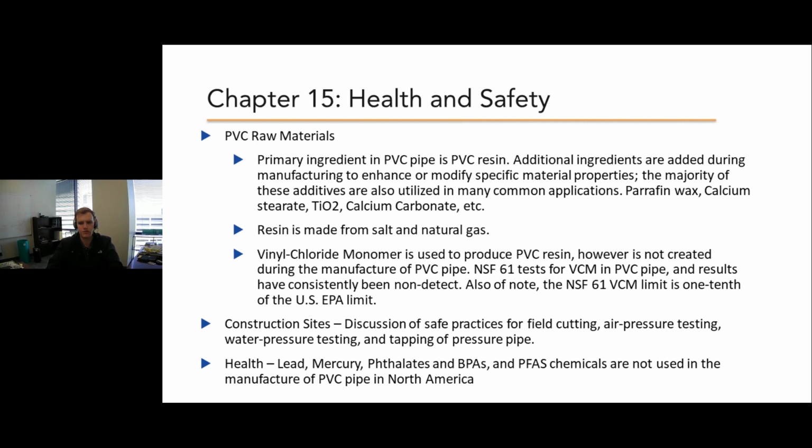Health and safety, this is a new chapter. This gets into PVC raw materials, the ingredients in PVC. The primary ingredient in PVC is PVC resin. There are additional ingredients added during the manufacture to either enhance or modify specific properties. The majority of these additives are also utilized in many common applications, even household products. So some common ones are paraffin wax, which, for example, is often used to coat fruit and vegetables. Calcium stearate is used in a lot of medications, supplements, and candies.